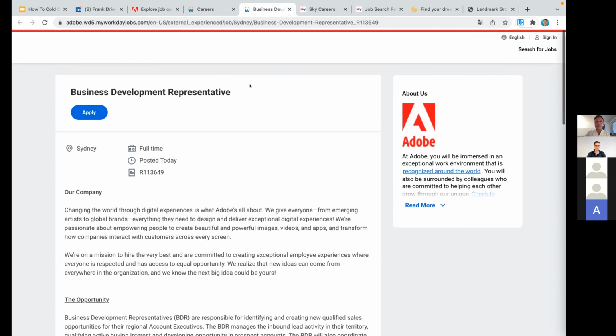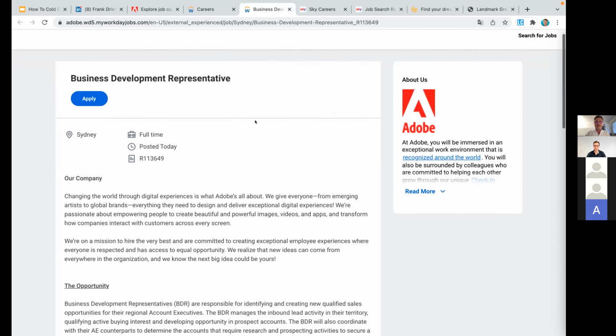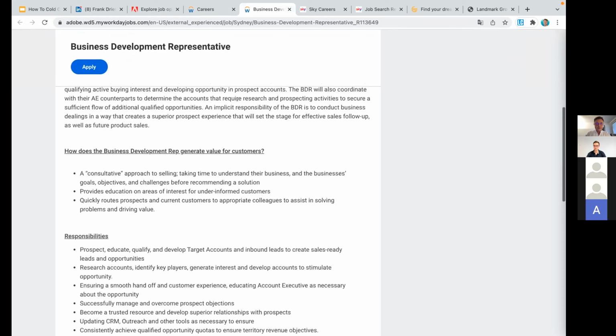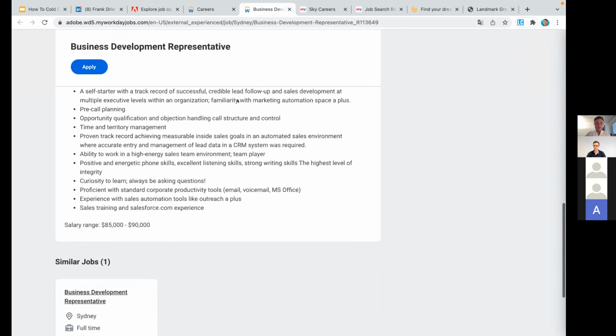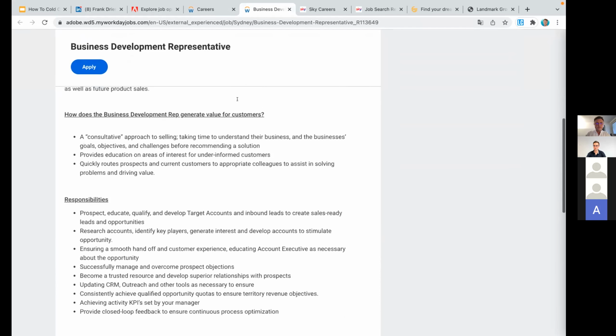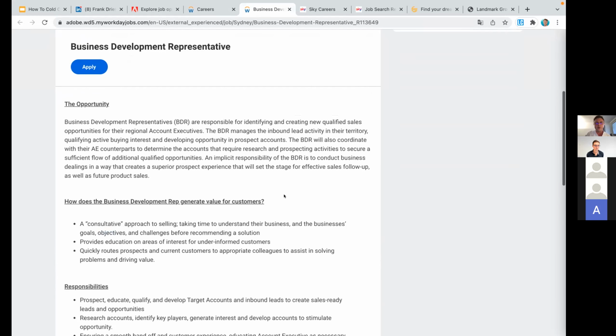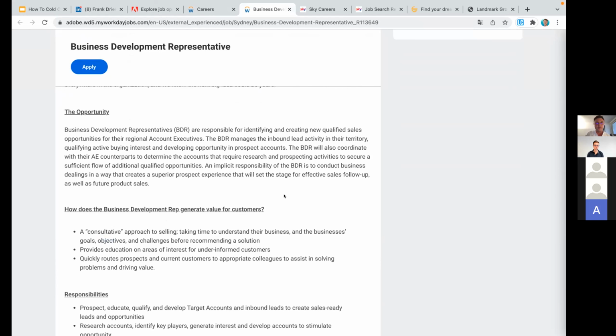So here I found a job opening, which is kind of similar to what Frank does. Let's see if we can find something here. Responsibilities. So you see, they have a consultative approach to selling, taking time to understand the business, what we actually just talked about, objectives, challenges, before recommending a solution. So the company also values quality over quantity. You can already take this as a finding into your opening statement.